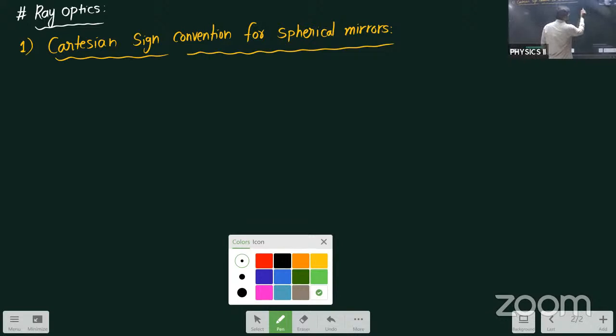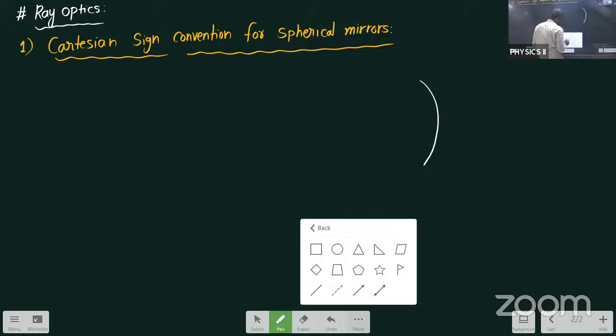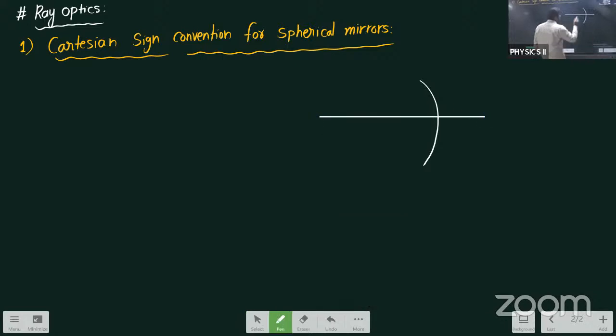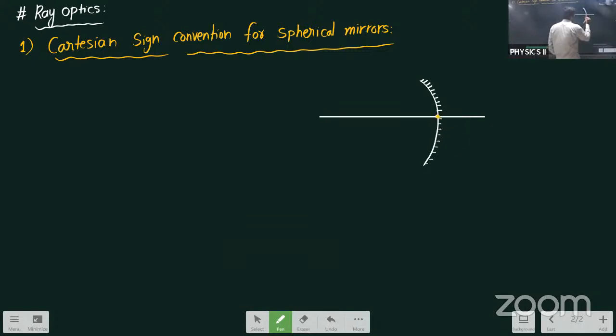I will try to draw a spherical mirror. Assume that this is our spherical mirror. Which type of mirror am I considering? I am considering a concave mirror. What is this point called? This point is called the pole. And what is this axis called? Principal axis. The principal axis is passing through the pole.